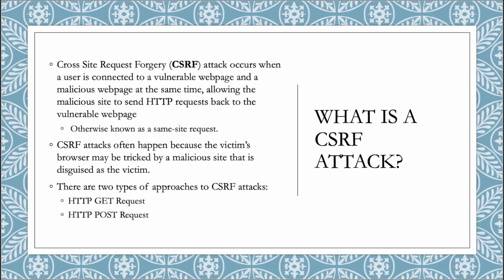So a cross-site request forgery attack often occurs when a user is connected to a vulnerable web page and a malicious web page at the same time. This allows the malicious site to send an HTTP request back to the vulnerable web page, which is otherwise known as a same-site request. So CSRF attacks often happen because the victim's browser may be tricked by this malicious site that is disguised as the victim. And there are two types of approaches to CSRF attacks: an HTTP GET request and an HTTP POST request.